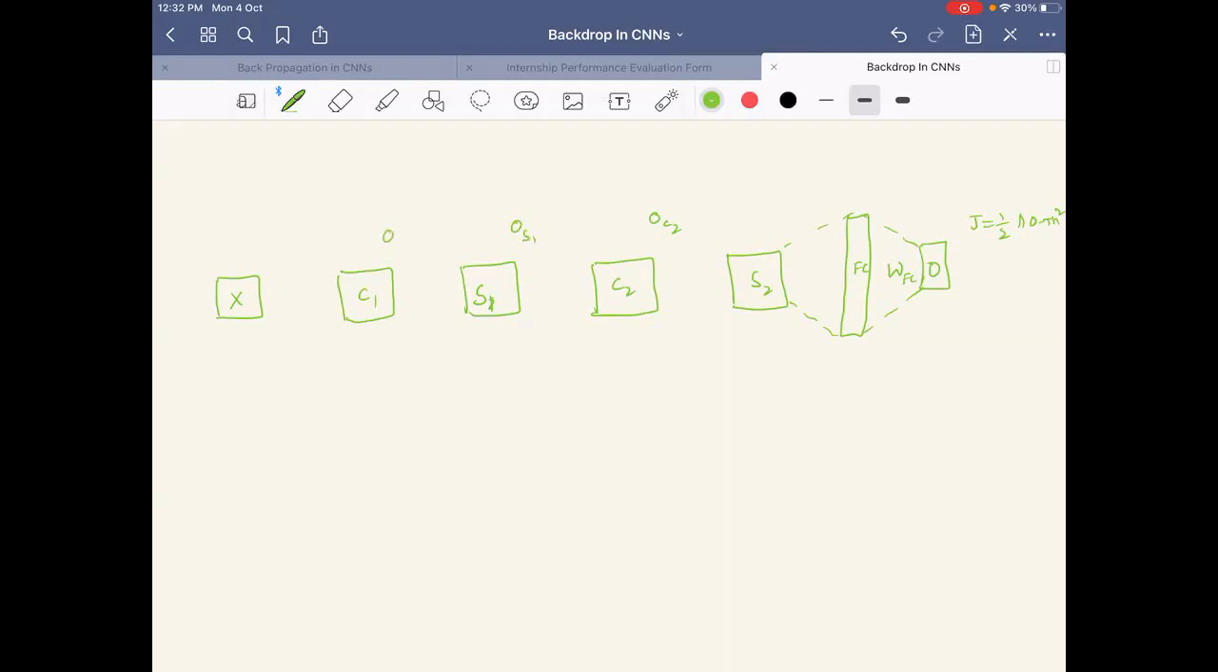And here is OC2, C1. Okay, and then the net values are C1, right? So the net values are C1 here. Okay, and then OC1 is nothing but the activation function at this location, let it be sigmoid or any activation function, applied to C1, right?